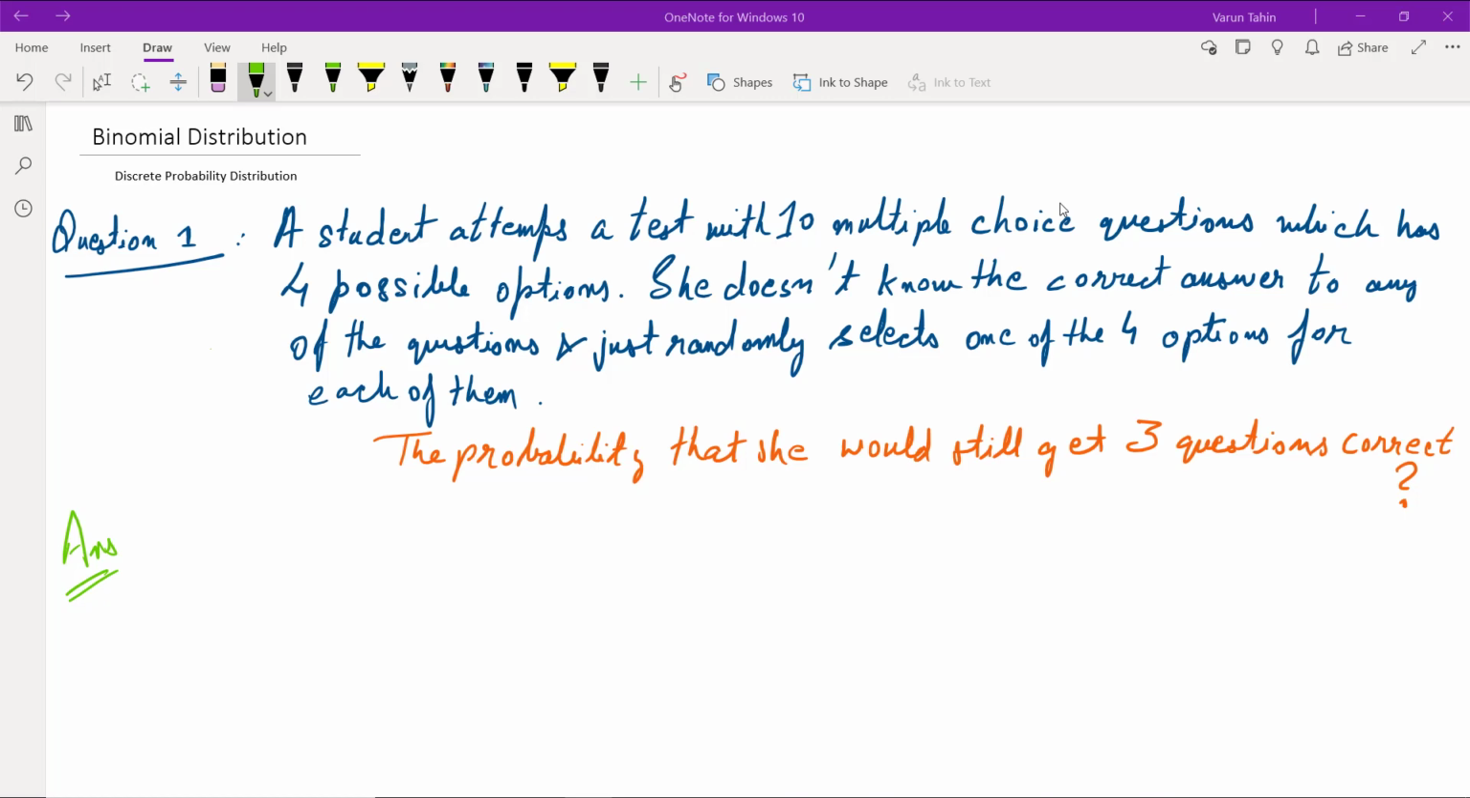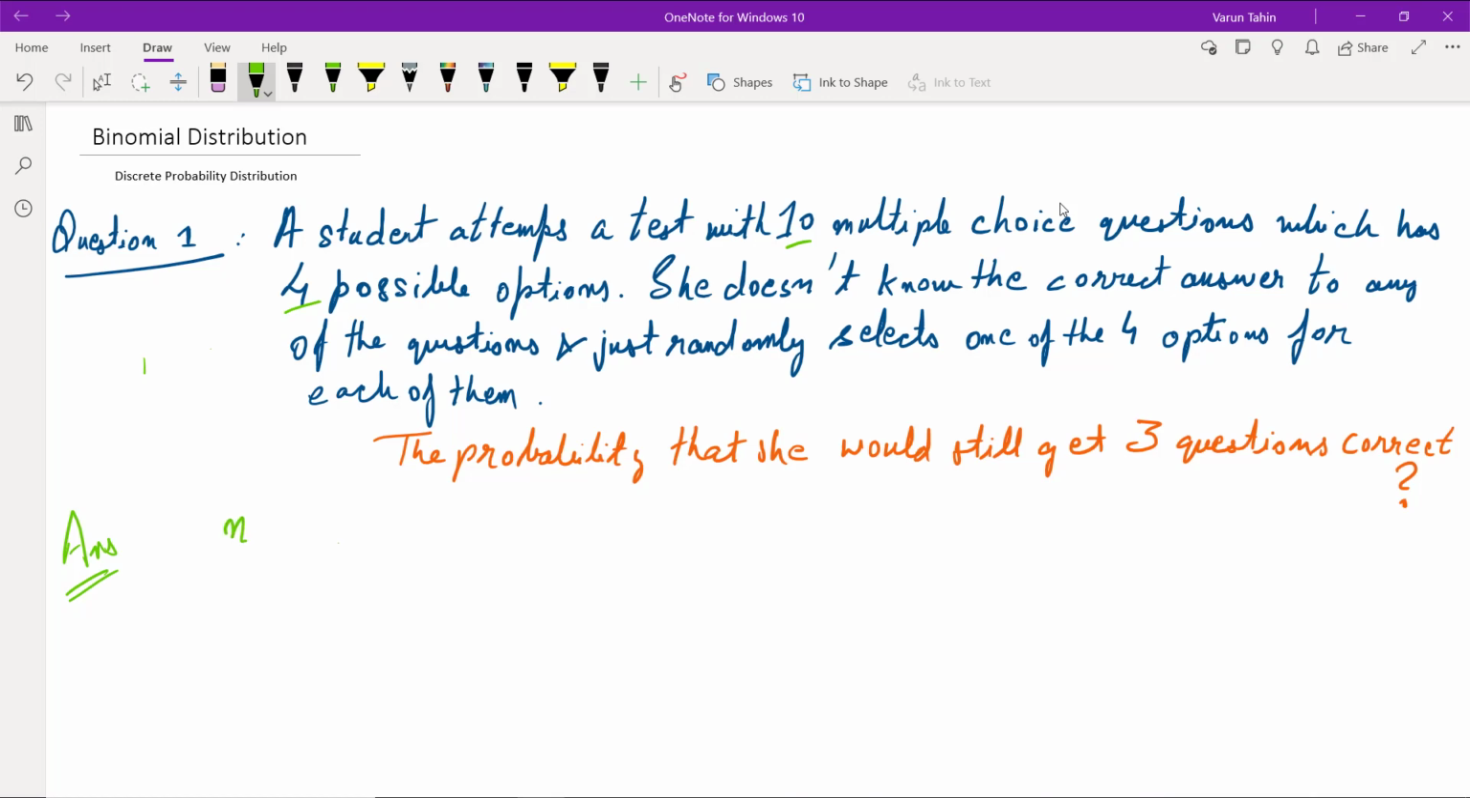Now here, if you carefully observe, the total number of trials is fixed, which is 10, and each trial has binary possible outcomes, that is either correct answer or wrong answer, and the probability of success is the same across the trials, which is 1 by 4, because a total of 4 options are there and she has to choose one. So we can safely apply binomial distribution here.